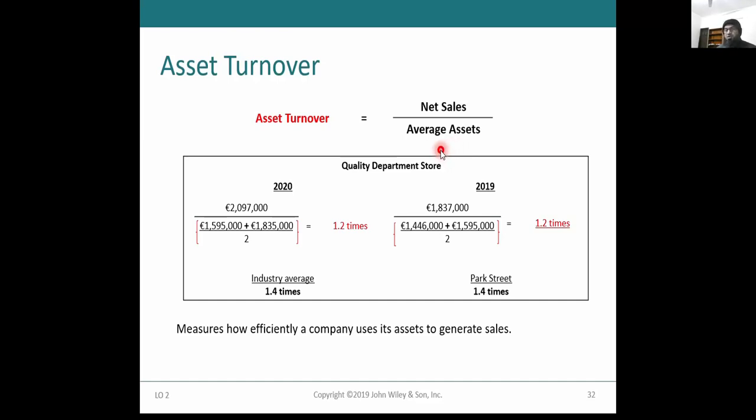So net sales upon average assets. Again, one item is coming from the income statement, the other is coming from the balance sheet. That's why we take the average. And the assets turnover again is an industry specific ratio. Assets turnover in retail is very high. The profit margin in retail is very low, but the asset turnover is very high, right? They sell a lot of things a day. But the asset turnover in, for example, the automobile industry is relatively low.